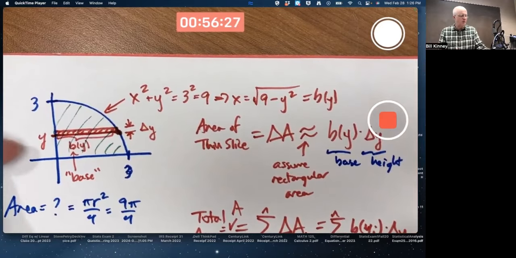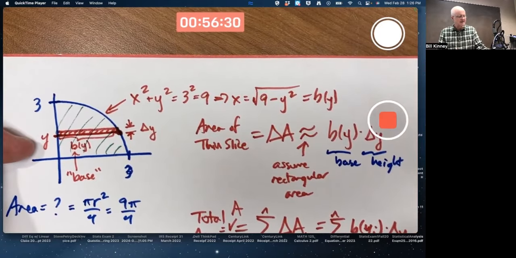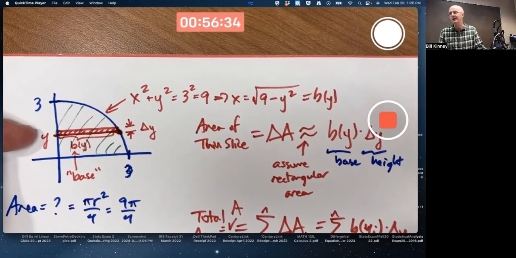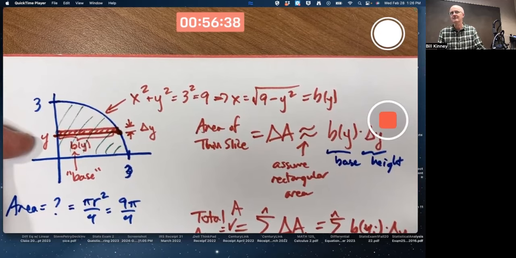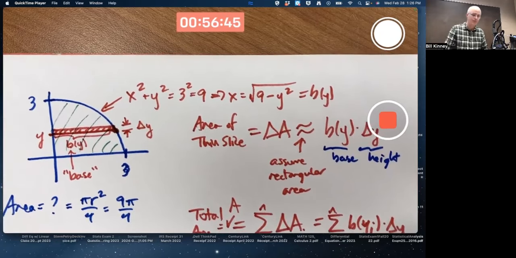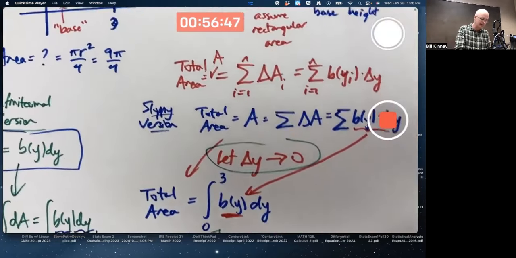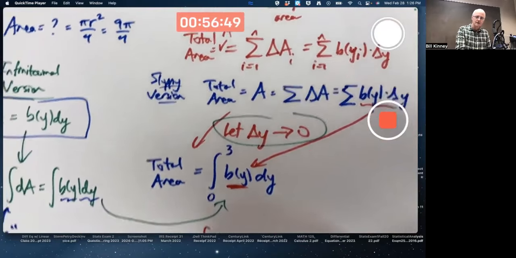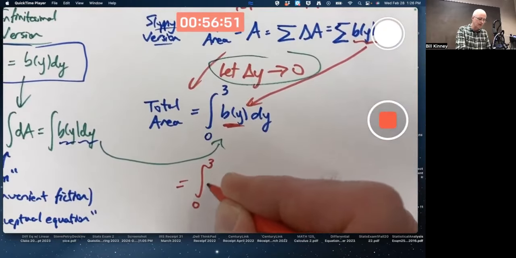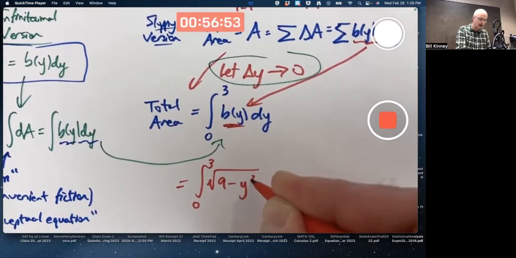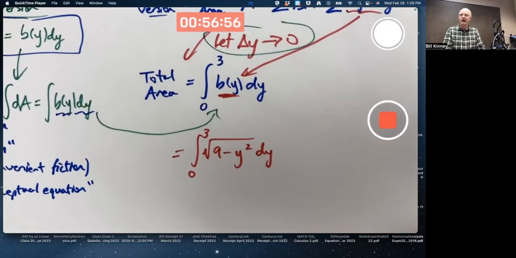You might wonder, I picked y to be the lower coordinate of the thin slice. Could I pick the upper one? Yes, you could. It's not a big deal. Or the midpoint. We're not literally doing a numerical integration, though, so I don't really need to worry about it. So the b of y function is the square root of 9 minus y squared. Yeah, we are using y instead of x. It's okay.